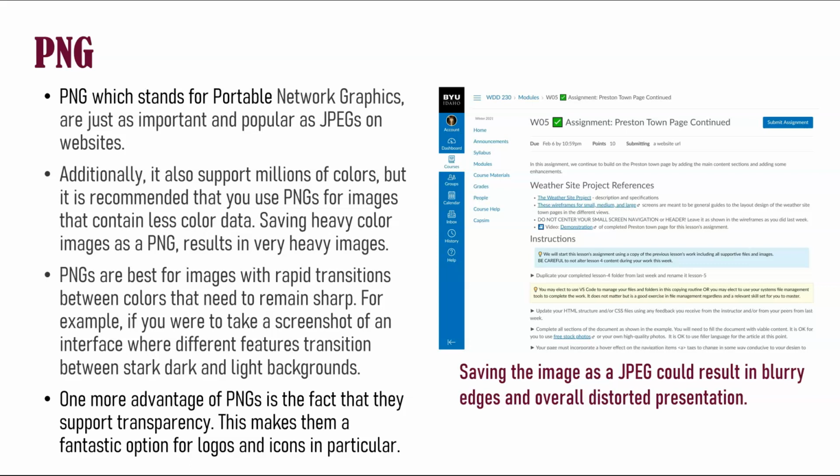interfaces where we're seeing different types of transitions that go from very dark to very light backgrounds. We also can use them to support transparency, like for logos. Saving the images as a JPEG could result in a blurry edge and overall distorted presentation. So if I'm using this BYU image as something that we would want to save as a PNG, it has some data that we would find a PNG would work much better than a JPEG.